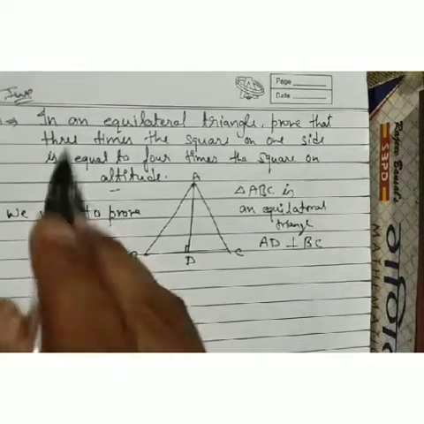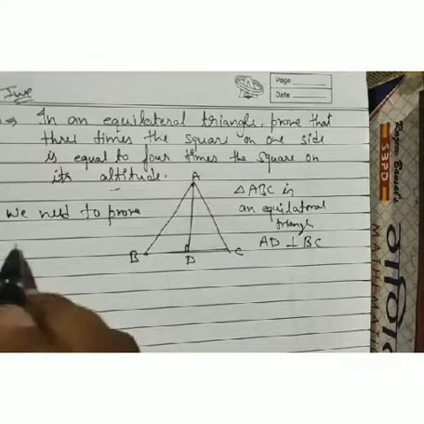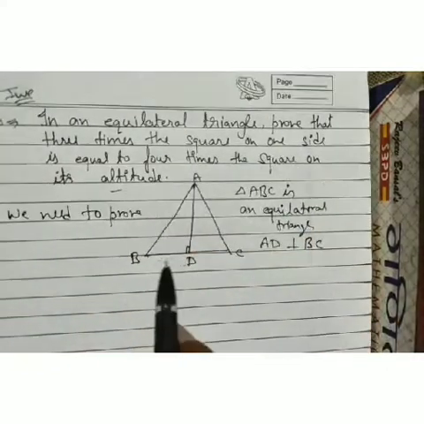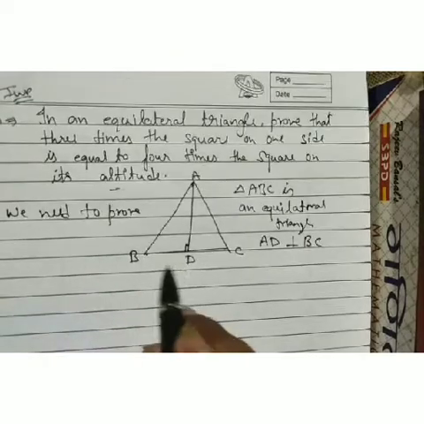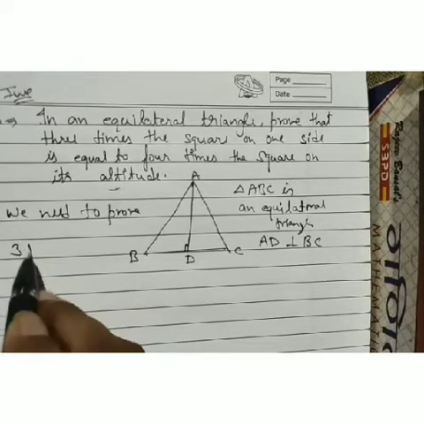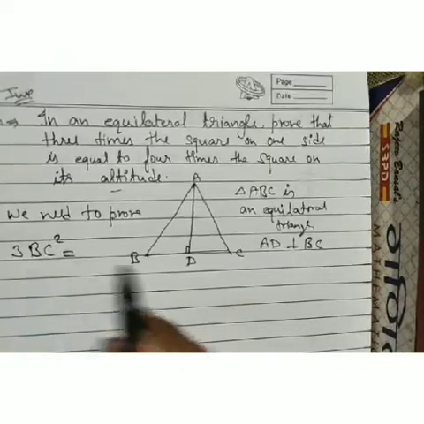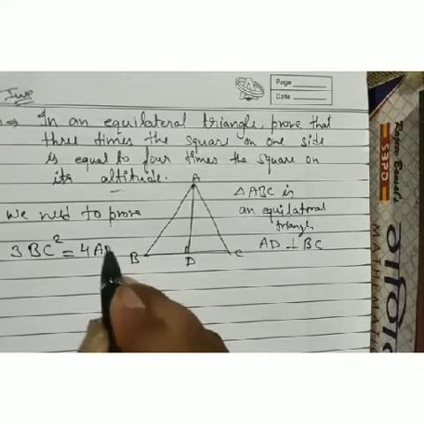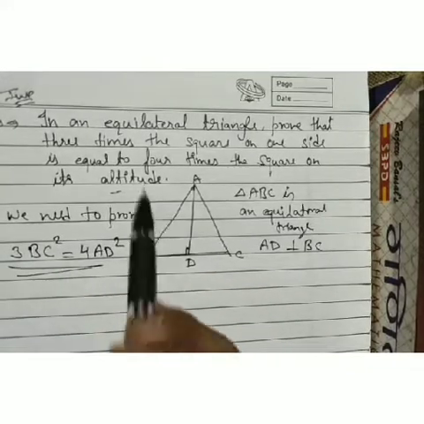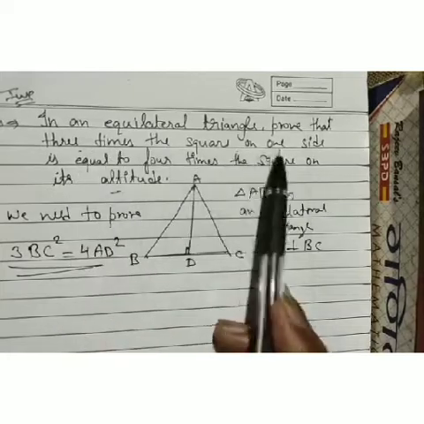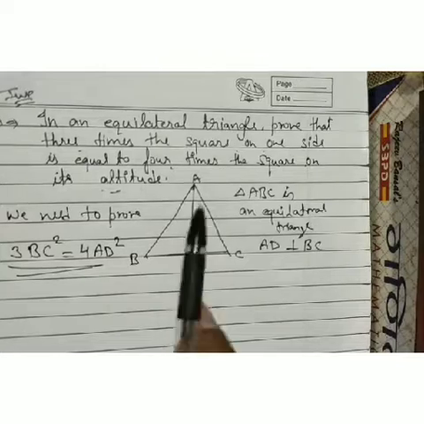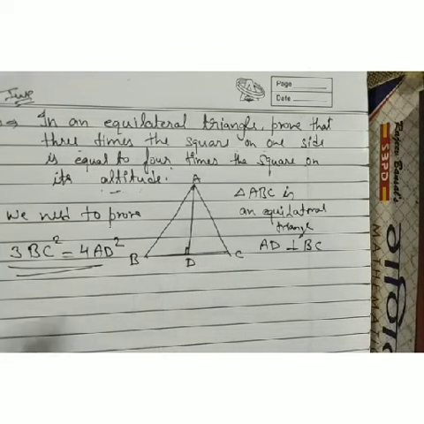What do we need to prove? Taking any side, 3 times the square on one side is equal to 4 times the square on its altitude. So we take BC, and we have to show that 3 times BC square is equal to 4 times AD square. Look at the statement: 3 times the square on one side is equal to 4 times the square on its altitude.